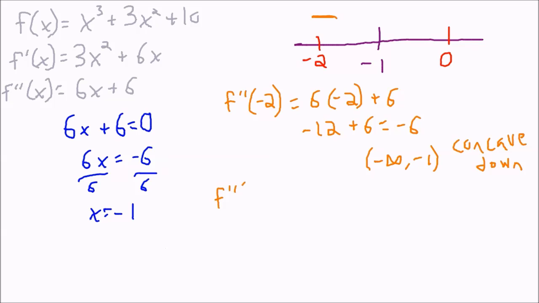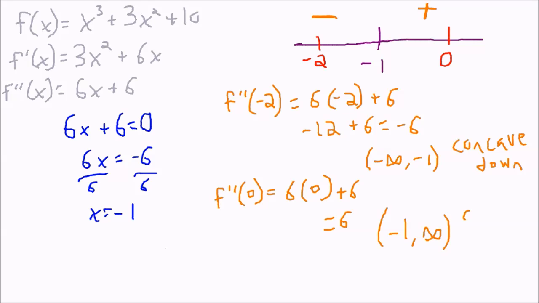Alright, now let's try our other point at 0. f double prime of 0 equals 6 times 0 plus 6. It's going to be a positive 6. So put a plus sign up here. That means that from my interval negative 1 to positive infinity, we are concave up.